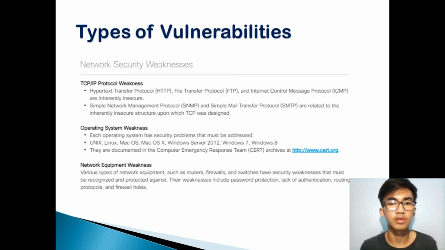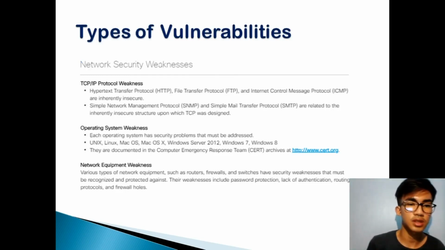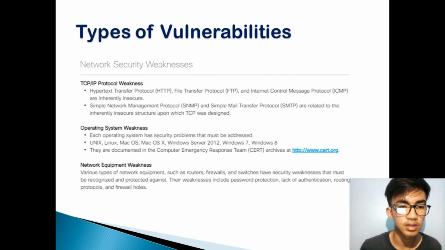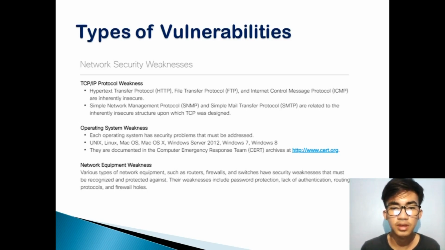So types of vulnerability. So network security weakness, TCP/IP protocol weakness. So HTTP, FTP, and ICMP are inherently insecure. So SNMP and SMTP are related to the inherently insecure structure upon which TCP/IP was designed. So, operating system weakness. So these are the cons of an operating system.